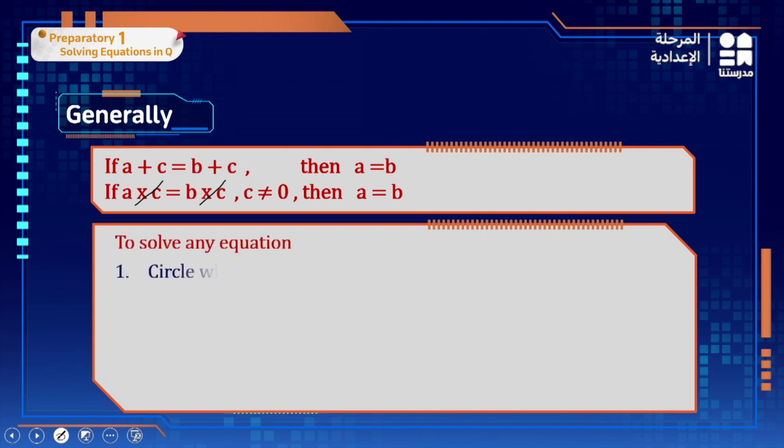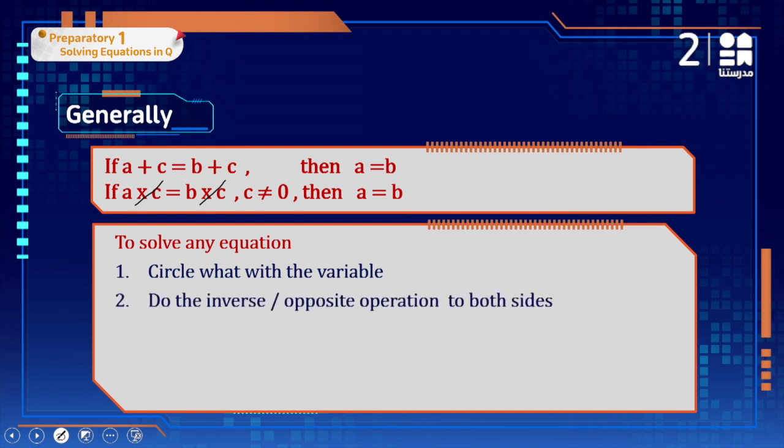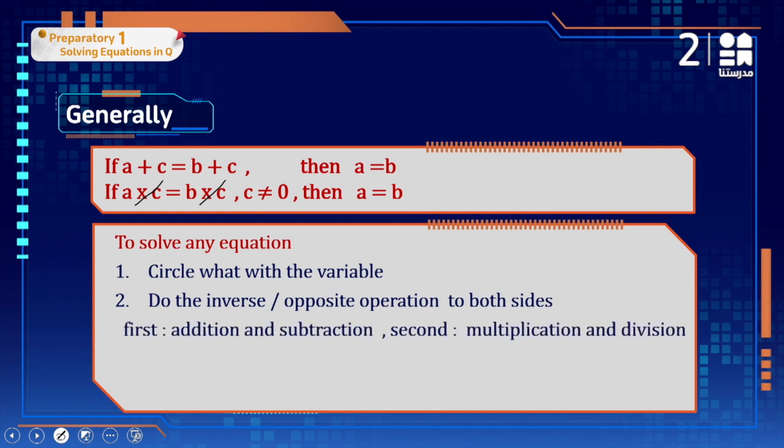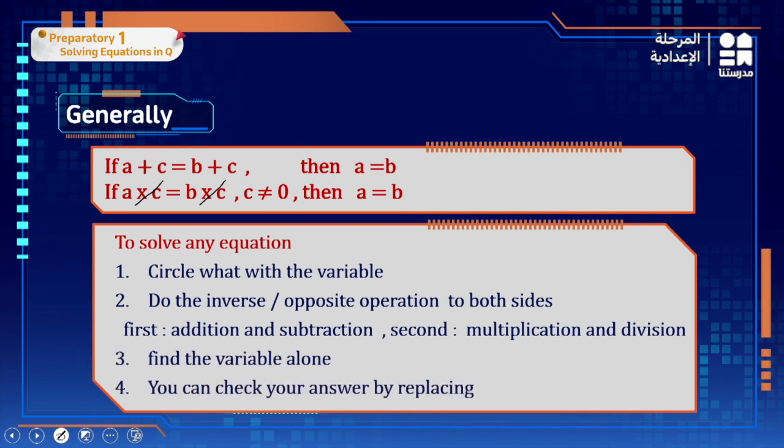To solve any equation, we have 3 or 4 steps. Number 1, circle what is with the variable. Number 2, do the inverse or the opposite operation to both sides, and keep in mind, we have to add and subtract first, then multiply and divide. Number 3, find the variable alone, and you can check your answer by replacing.